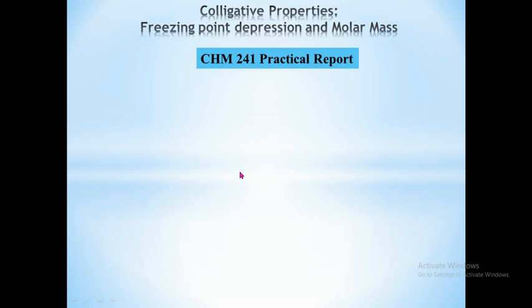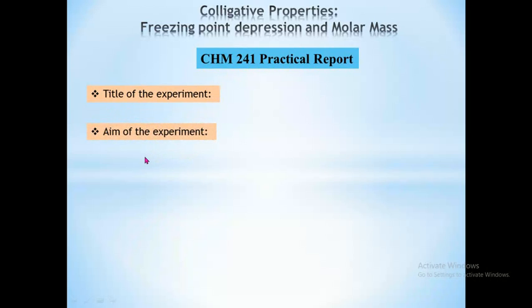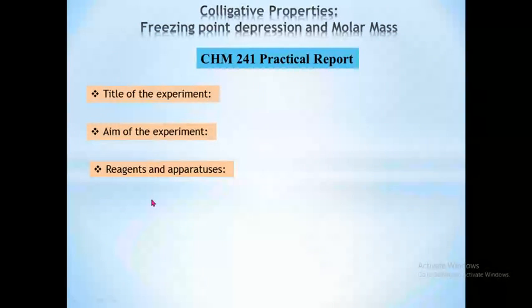Hi class, this is a short video to guide us on how to prepare our Chem 241 report. I expect you all to write the title of this experiment. The next thing is the aim of the experiment, that is the purpose for which you are carrying out this experiment. The next is the reagents and apparatus used during this experiment.